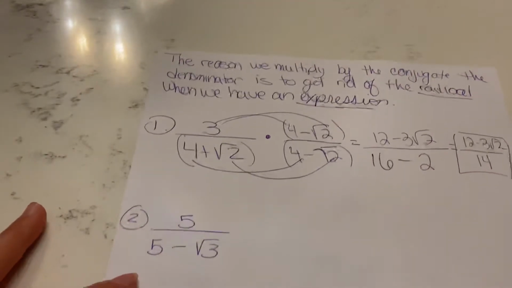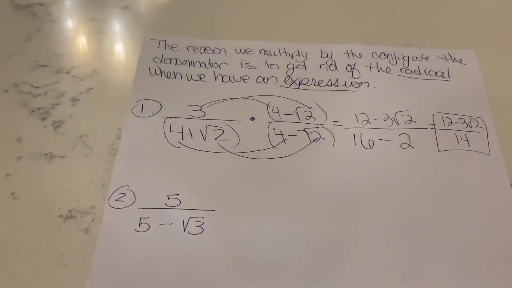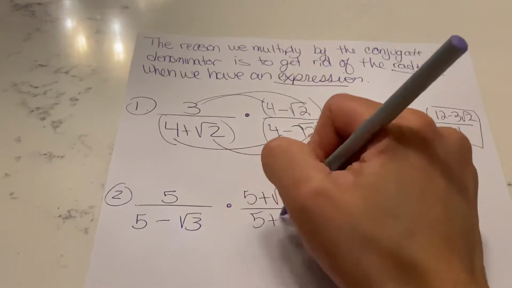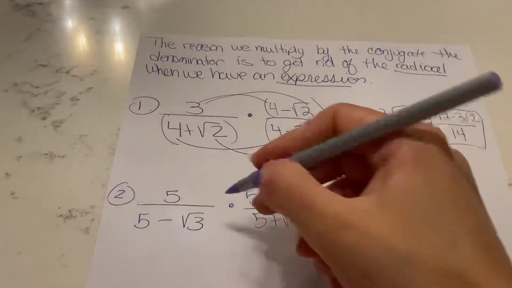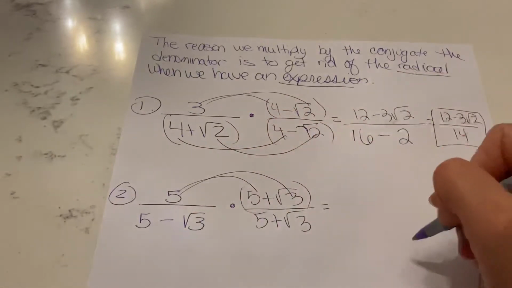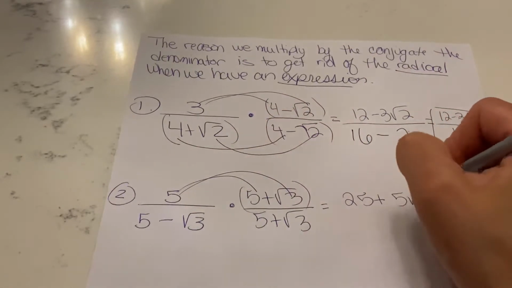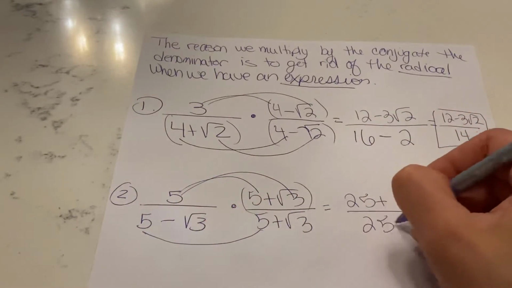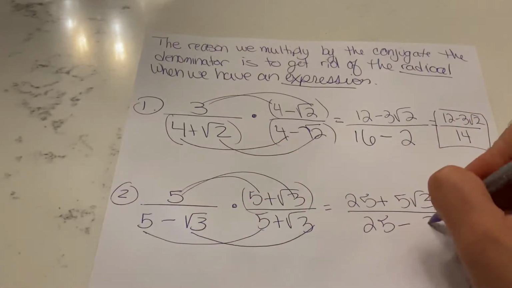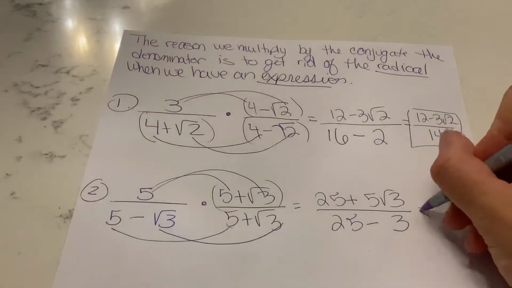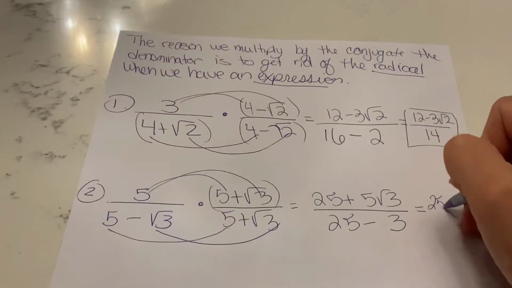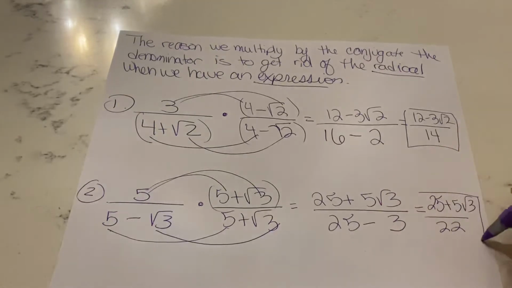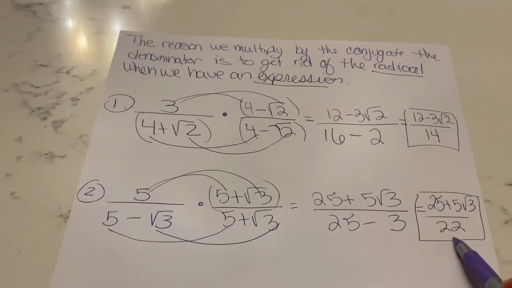All right, let's try another one. So here, what's the conjugate? 5 plus radical 3. Okay, so now in the numerator, I would just distribute. I get 25 plus 5 radical 3 over, again, all I have to do is the first and the last. And then I just have to combine my denominators. So 25 plus 5 radical 3 over 22. 25 minus 3 is 22.